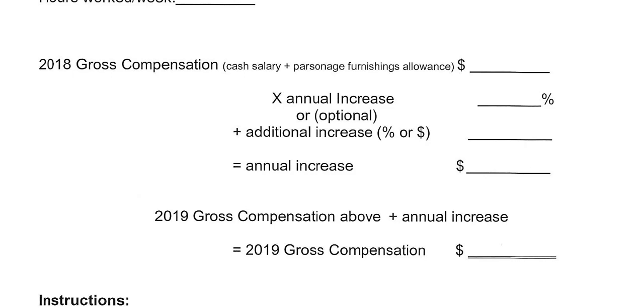Now, find your pastor's 2018 gross compensation, either from the church's approved budget or from last year's pastoral compensation forms. Last year, the term gross compensation was not used. However, it is comprised of cash salary plus parsonage furnishings allowance. The suggested minimum salary increase is normally expressed as a percentage increase. In my example, I am using 1.5%. Also, Pastor Joe is doing a great job, and the PRC is recommending an annual increase of $300 per year. This could be expressed as an additional percentage increase or as a dollar increase. In my example, I'm using a dollar increase.